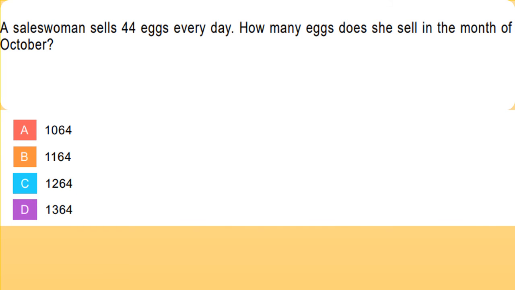A saleswoman sells 44 eggs every day. How many eggs does she sell in the month of October? Now first calculate how many days are there in October. Now for one day she sells 44 eggs. Now what are the number of days in October? Then how many eggs for those number of days?